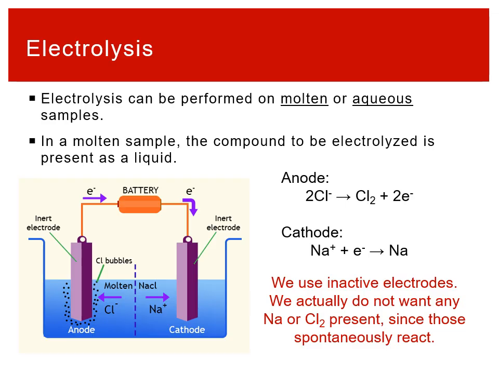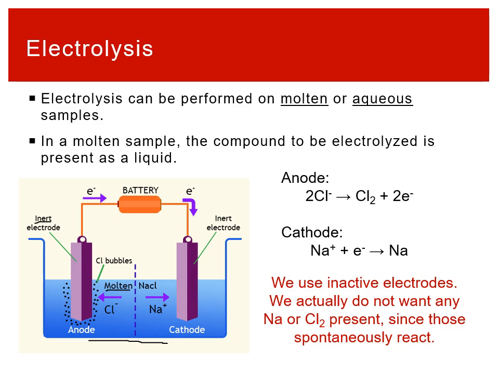So for example, if you want to do sodium chloride, you would melt your sodium chloride. So this right here is molten NaCl. That means it's liquid. So this is very, very hot. You have melted your sodium chloride, and then you just basically put your electrodes into there and you react it. You are going to use inert electrodes here.